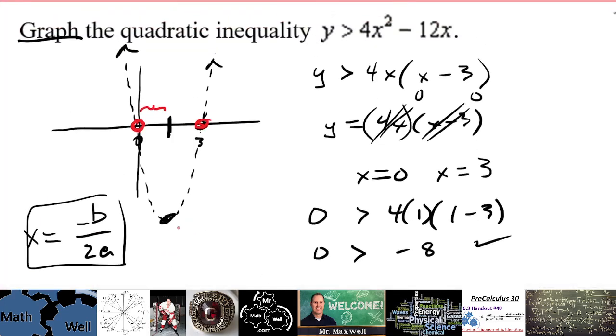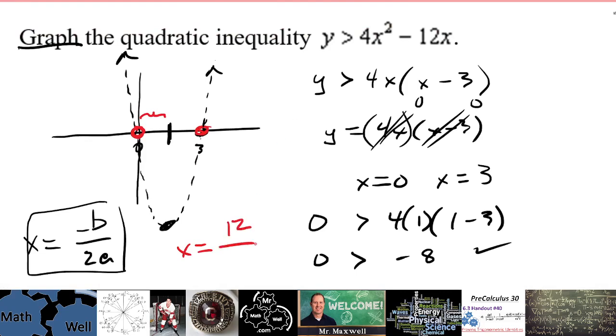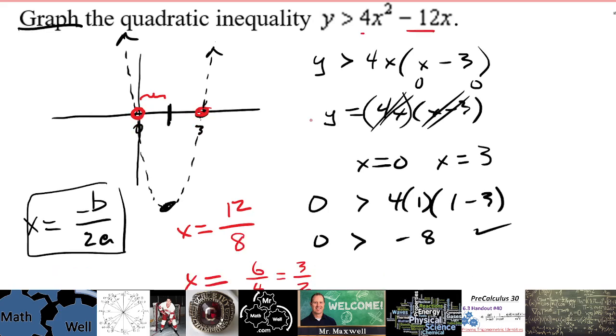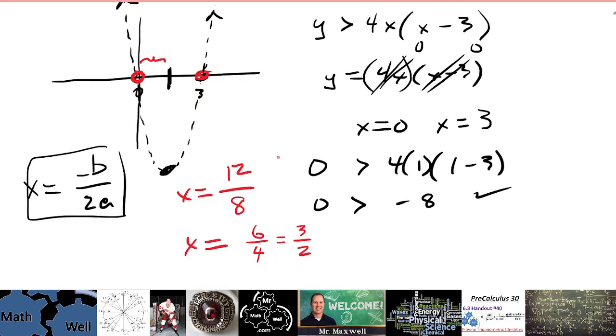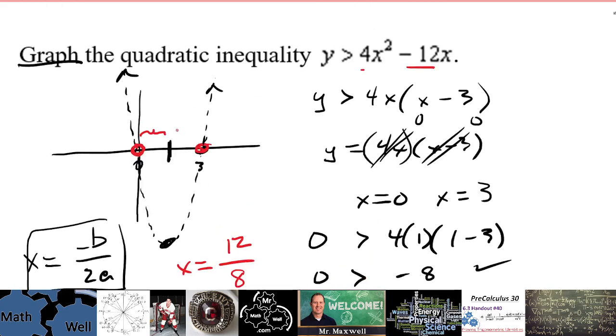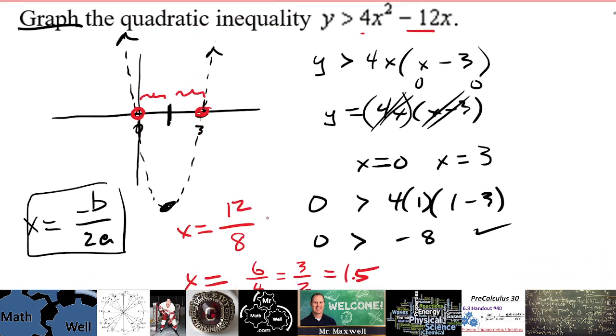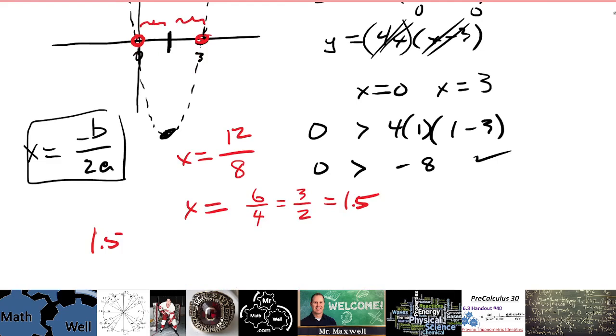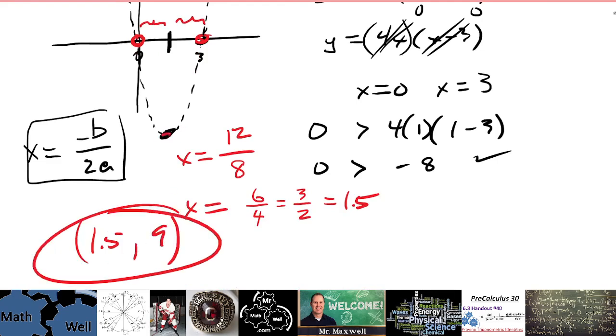Negative b over 2a, so that is x equals positive 12 over 2 times negative 4, wait, what? Long day ahead of us. 12 over 8 is actually 1.5, thank you, yes. So you get the same value for your x, okay? So that's the other way you can think of that. Which is 1.5, and it turns out to be negative 9, I think, right? So there's your vertex. So this is 1.5, negative 9 here.